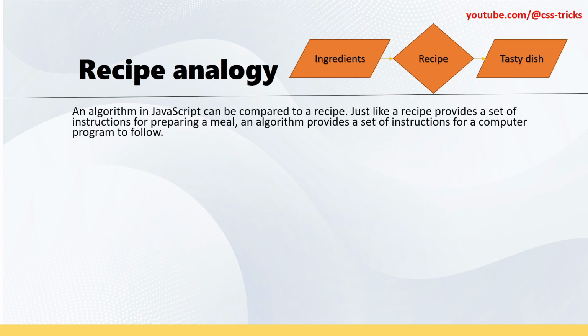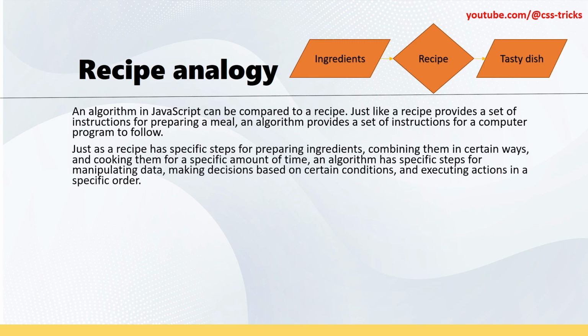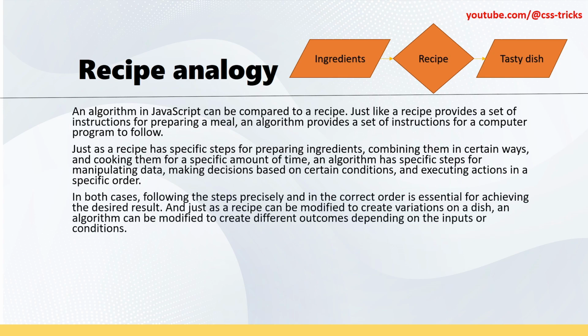Just like a recipe provides a set of instructions for preparing a meal, an algorithm provides a set of instructions for a computer program to follow. Just as a recipe has specific steps for preparing ingredients, combining them in certain ways, and cooking them for a specific amount of time, an algorithm has specific steps for manipulating data, making decisions based on certain conditions, and executing actions in a specific order. In both cases, following the steps precisely and in the correct order is essential for achieving the desired result.